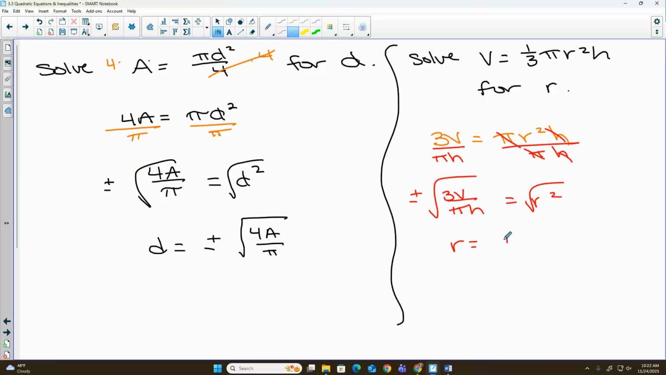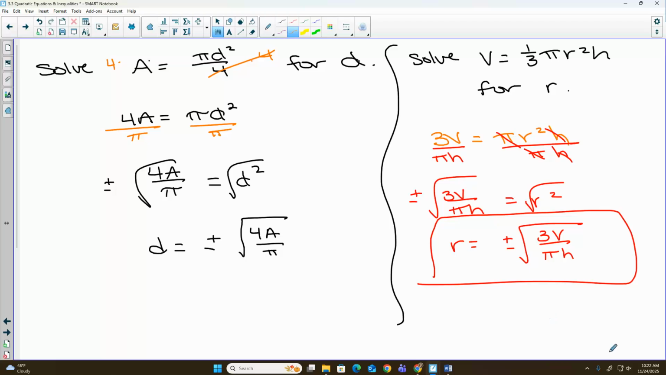If I told you r was a radius, would you need the plus and minus? No, a radius is a distance, it couldn't be negative. So depending on the context, you may not need a plus and minus, but if I don't tell you, you have to. Go ahead and put it there.